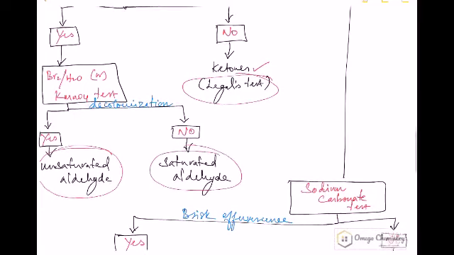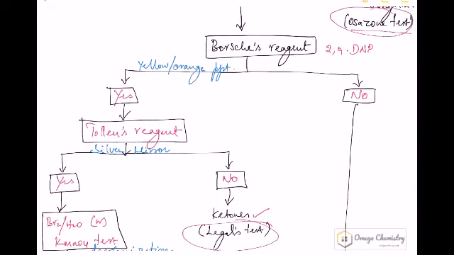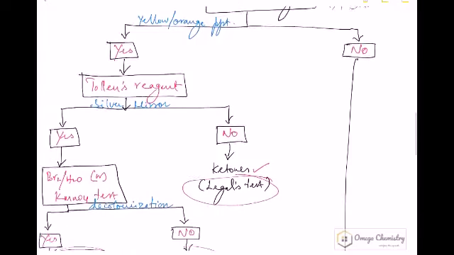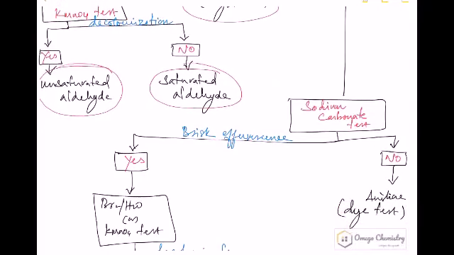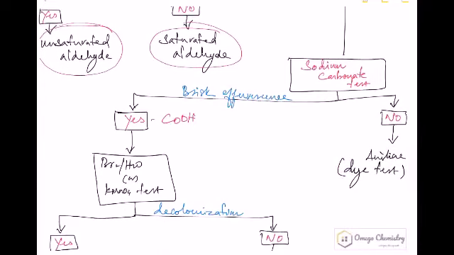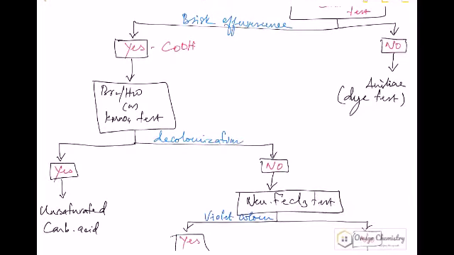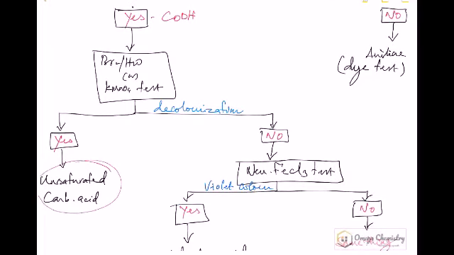Okay, fine. Now, if you don't get any characteristic precipitate when you add Brady's reagent, then you should go for the sodium carbonate test. Brisk effervescence confirms the presence of an acid group. And if you get brisk effervescence, then go for the unsaturation test, like decolorization of bromine water or decolorization of potassium permanganate. If there is decolorization, then it must be an unsaturated carboxylic acid.